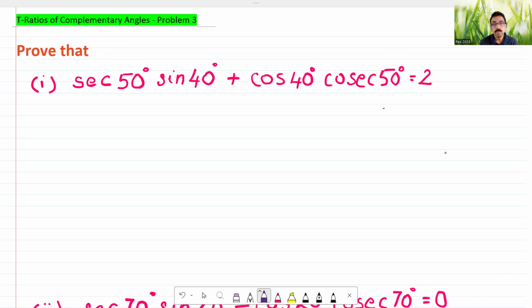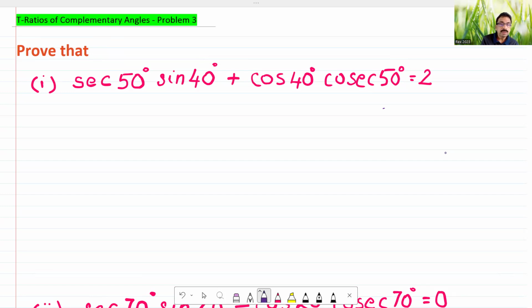Let's move on to another problem, number 3. It says prove that sec 50 degrees into sine 40 degrees plus cos 40 degrees into cosec 50 degrees is equal to 2. We are familiar with these kinds of problems based on the relations of complementary angles. Now let's try and solve this one. We need to prove it is equal to 2.